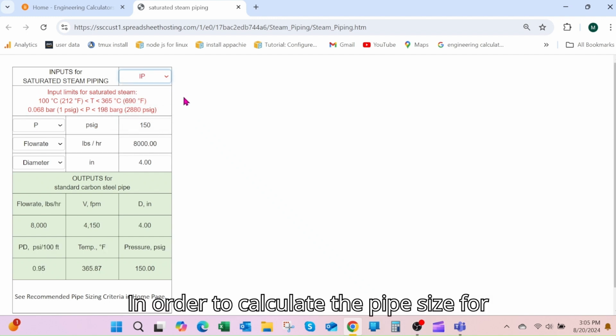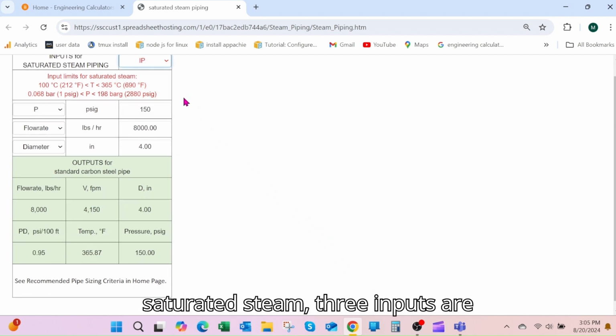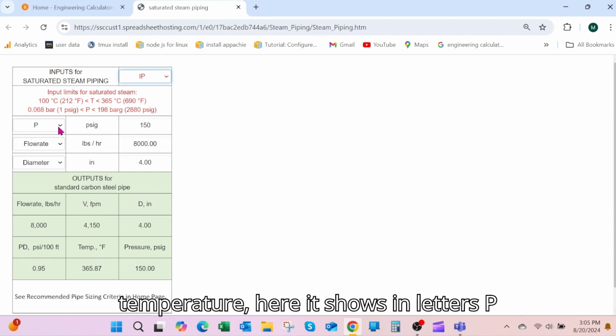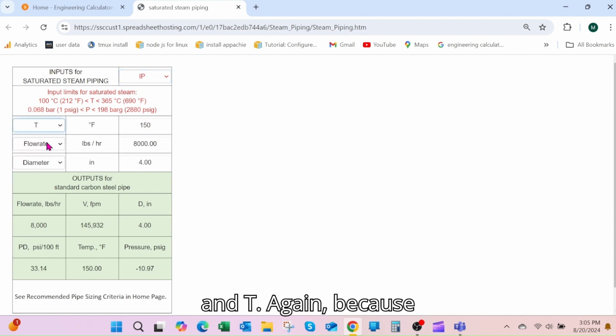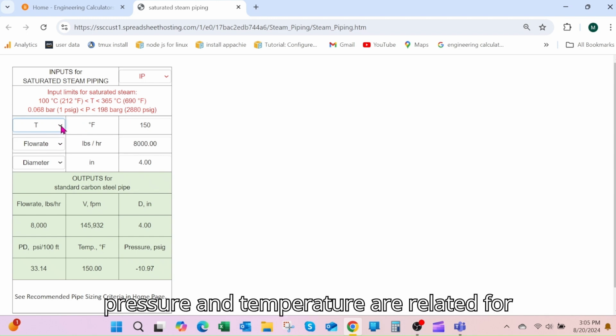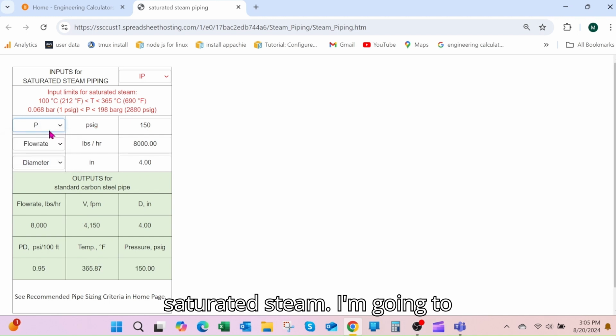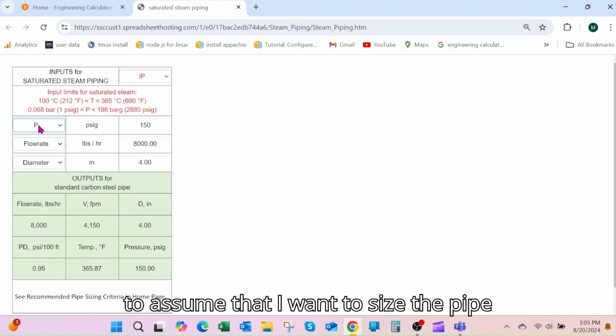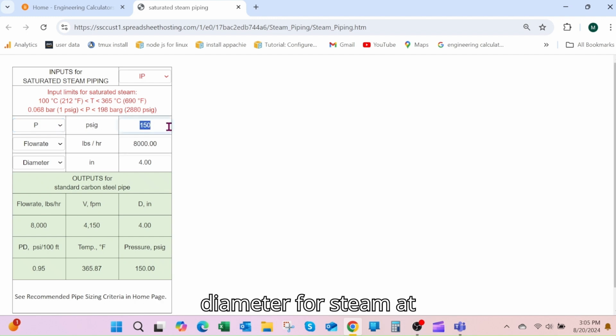In order to calculate the pipe size for saturated steam, three inputs are needed. The first input would be the saturated steam pressure or temperature. Here it shows in letters P and T. Again, because pressure and temperature are related for saturated steam, I'm going to use the pressure here. And I'm going to assume that I want to size the pipe diameter for steam at 130 psig pressure.